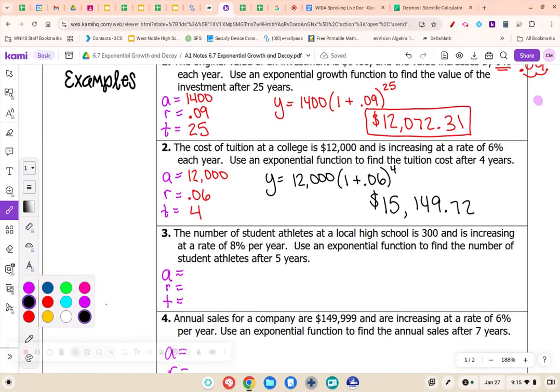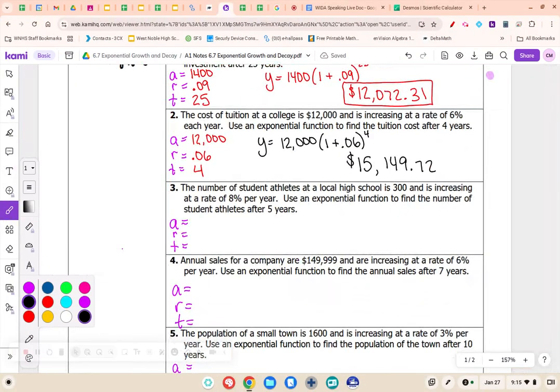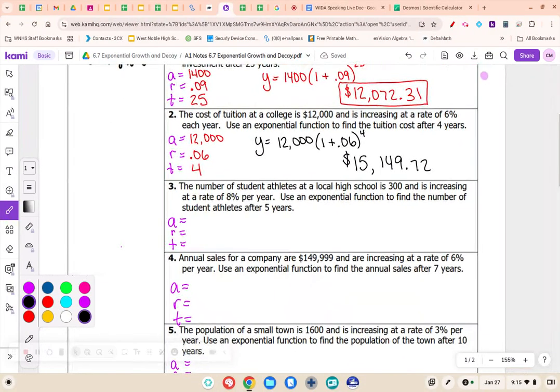If you notice, these are all very, very similar to that. We're going to try one more of this increasing. I'm just going to pick a random one. Let's do question 4.